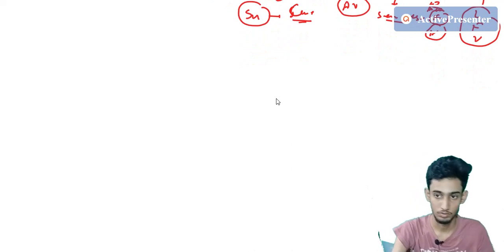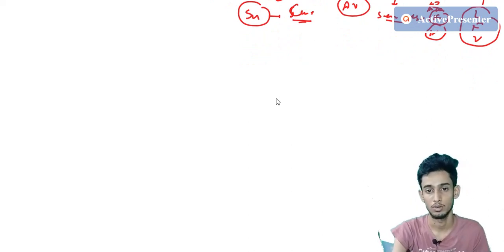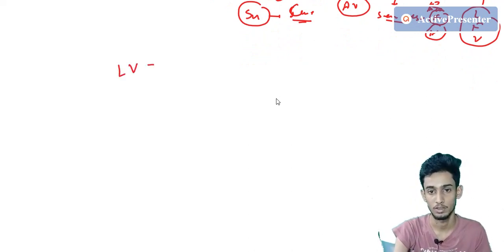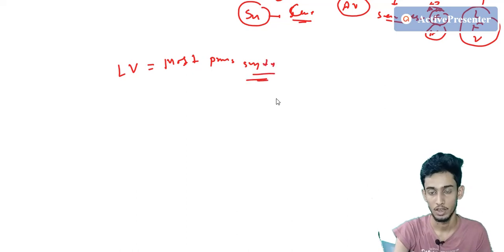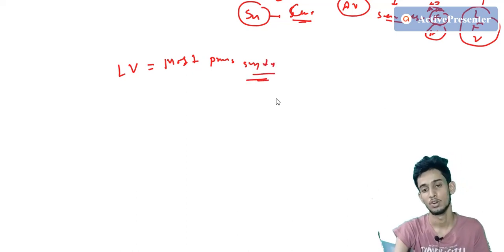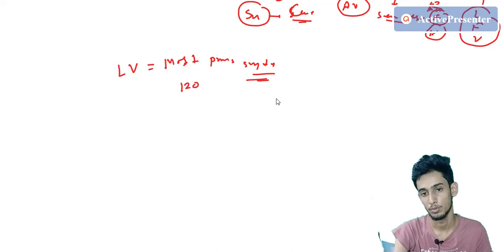Now coming to the pressure, you know the left ventricle is the most pressurized system. It has a pressure of about 80 to 120.